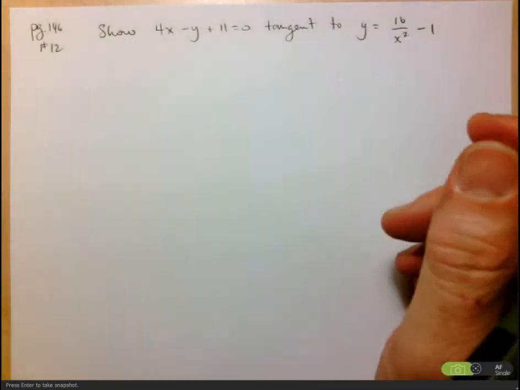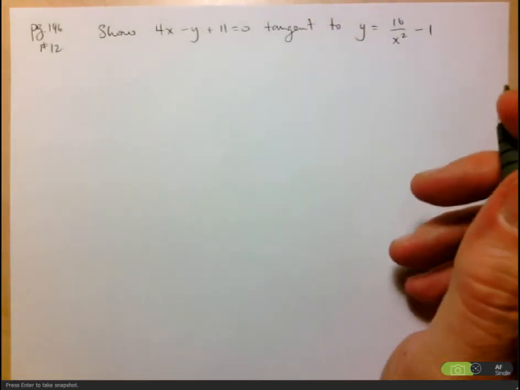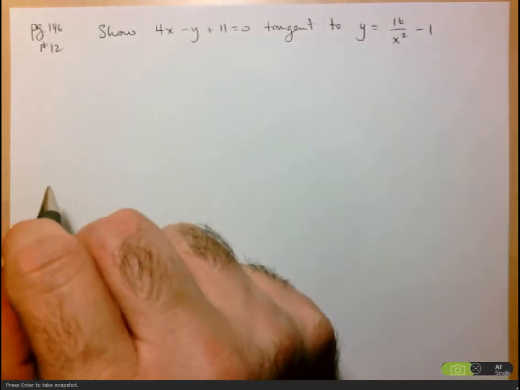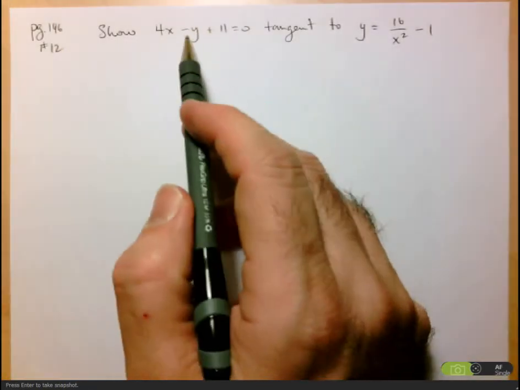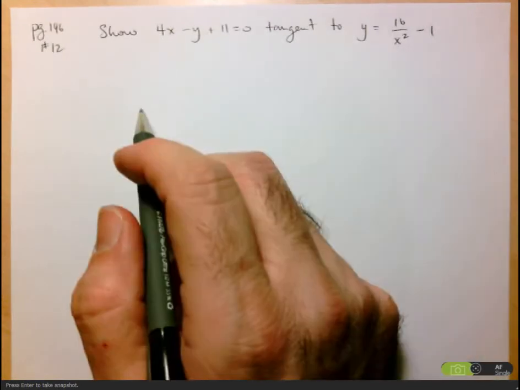Hi folks, I'm going to go quickly through some solutions to some of our homework problems. So this is from page 146 and it's number 12. And they want us to show that this line is tangent to this particular curve.